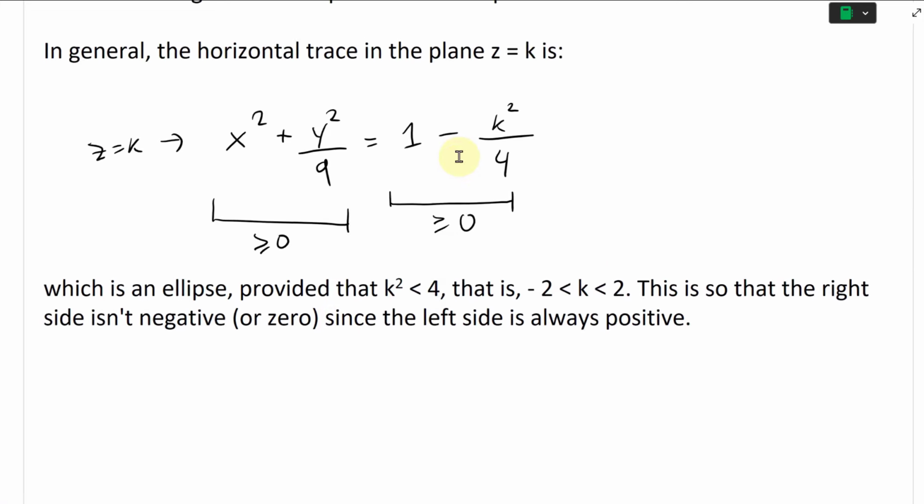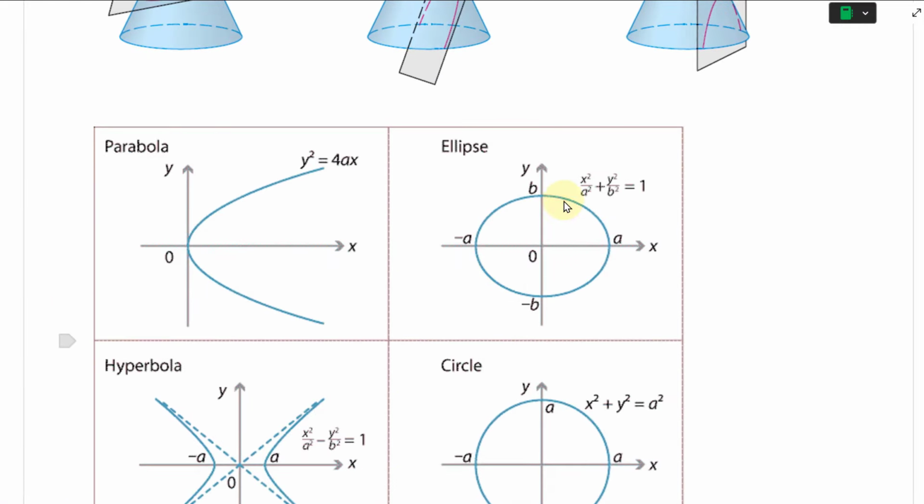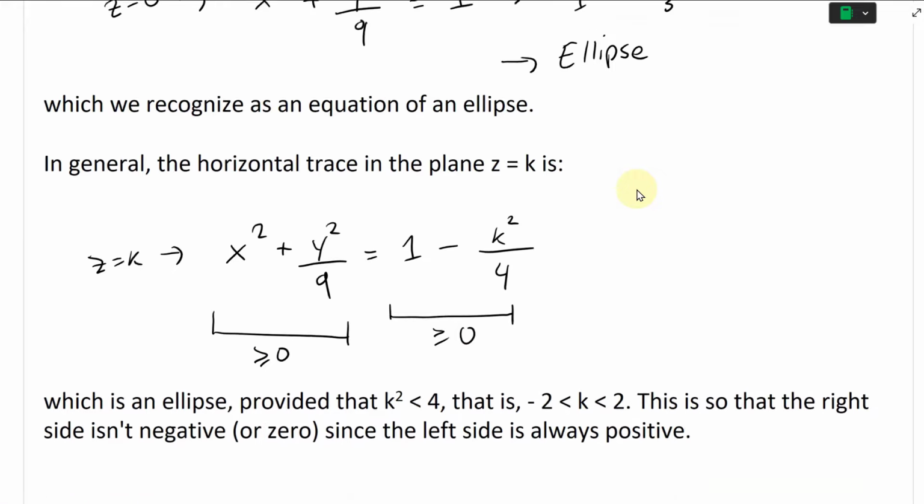And this becomes an ellipse because you can write it in this format: x squared divided by a squared plus y squared divided by b squared equals 1. You can get this format by dividing the right side by itself, and doing the same to both sides, just so that we get 1.